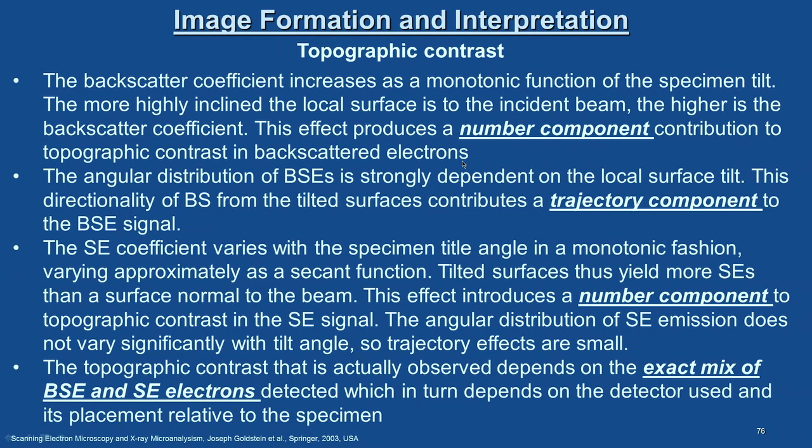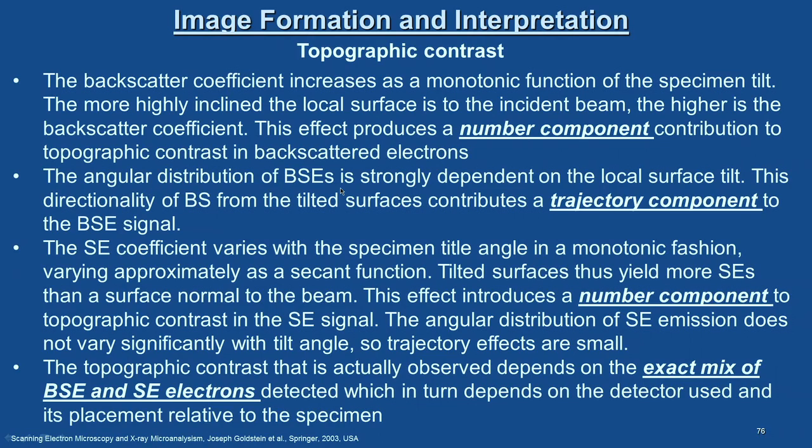You have to understand one point here before I read through the other salient features. Topographic contrast comes from the contribution of both secondary electrons as well as BSE electrons. When you talk about secondary electrons, the number component is more important, but when you talk about BSE signals, the number as well as the trajectory components are more important in producing the topographic contrast. So, the origin of the topographic contrast is generally complex, but it is always a mixture of the secondary electron as well as the backscattered electron number and trajectory components that finally decides the topographic contrast.